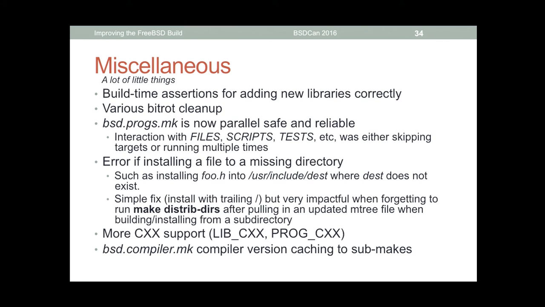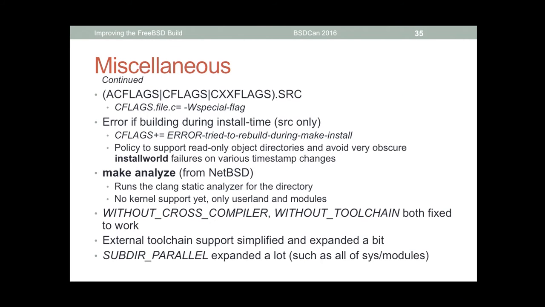That's a really simple fix, but we hit it a lot at Isilon because people forgot to run make distributeworld after pulling in updates. There's more CXX support. bsd.compiler.mk is more performant. I've added in CFLAGS.source, so if you want to add a CFLAG just to one file. This feature was kind of spread around the tree. People were just kind of putting it everywhere, but now I've globalized it so you can use this everywhere.